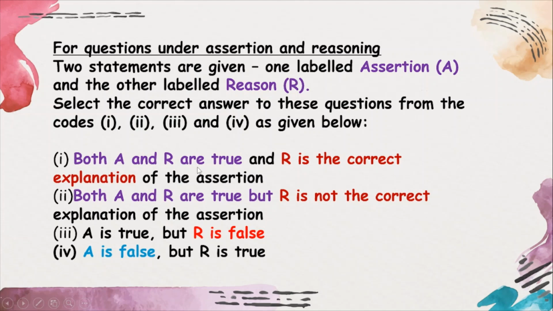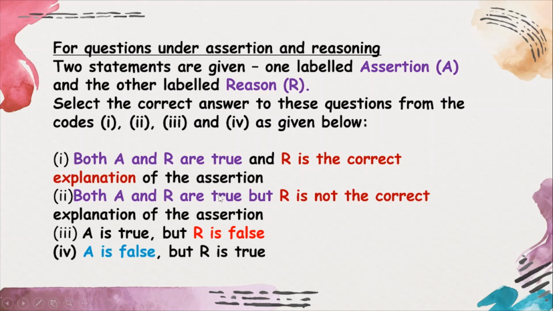First one is both A and R are true. Individually, when you check, the given assertion is a true statement and the reason is also a true statement. And when you compare both, the reason will be the exact explanation to the assertion. It relates the assertion. That is option A, that is option 1. Option 2 is both A and R are true, that is the assertion and reasoning statements are true, but individually they are two. They have no connection between them. The reason is not an explanation to the given assertion.